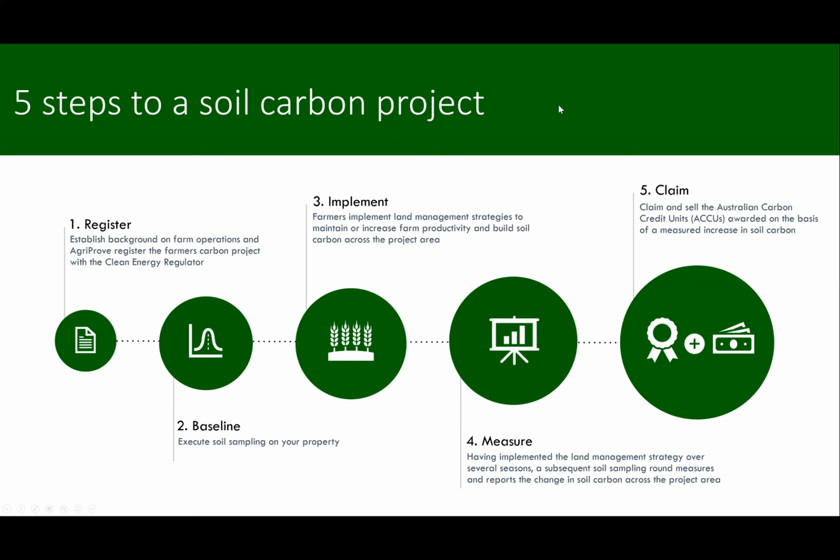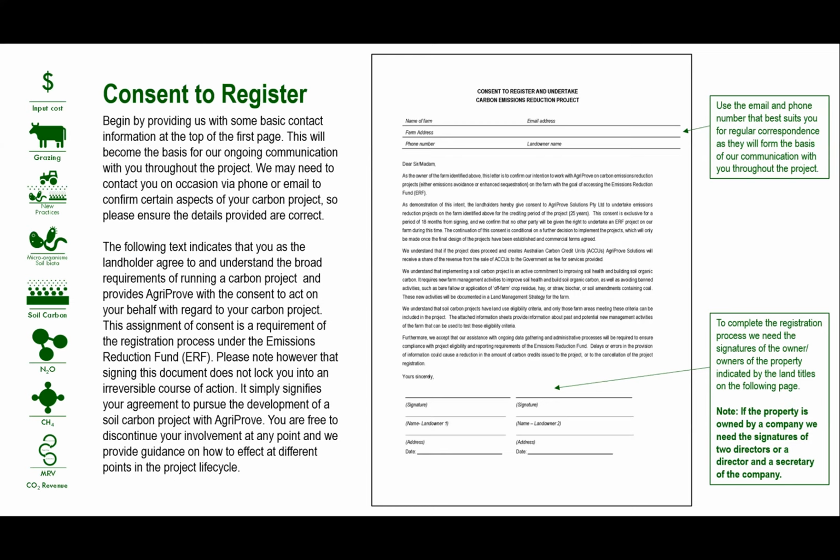I'm just going to pick up some of the key points coming through here, but these are land-based projects. So to register a project, you need the consent of all landholders. How we do it as AgriProve is we register the project in our name. That at least avoids a lever arch file's worth of being on board with the Clean Energy Regulator, a whole bunch of police checks and a whole bunch of forms. So we do that all in our name.